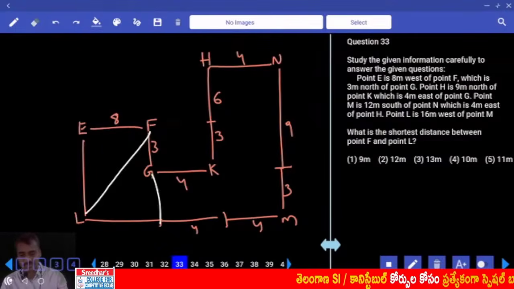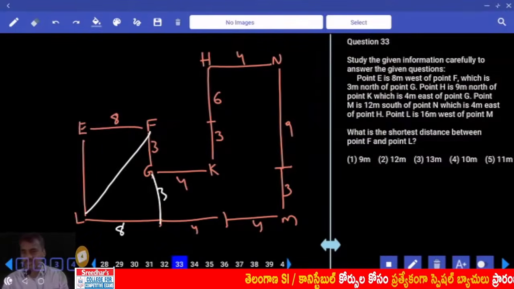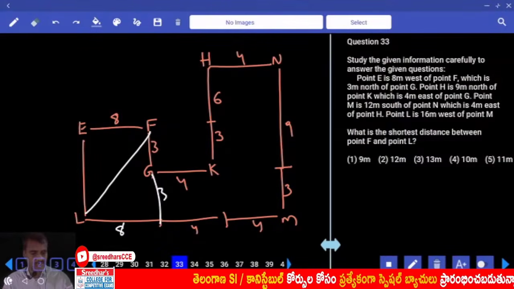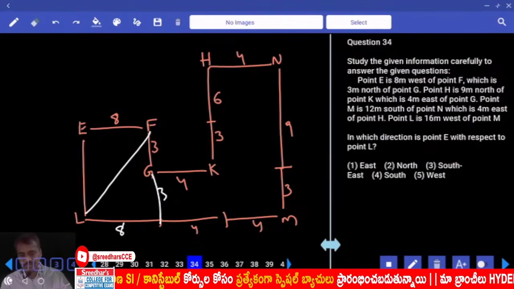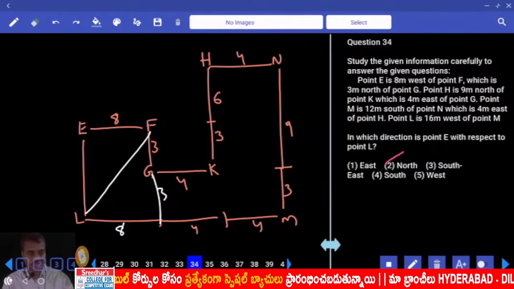Now, here 3. 3 plus 3 is how much? 6. This is how much? 8. Now, 6 square plus 8 square is how much? 10. Choice 4. And E with respect to L. Now, E with respect to L, E is to the north, choice 2.